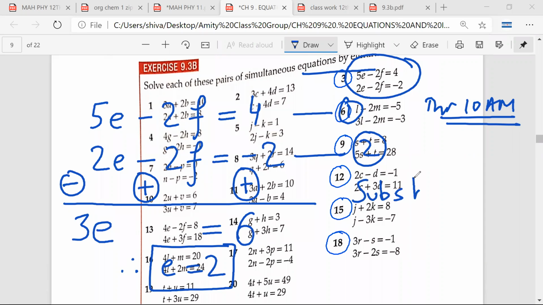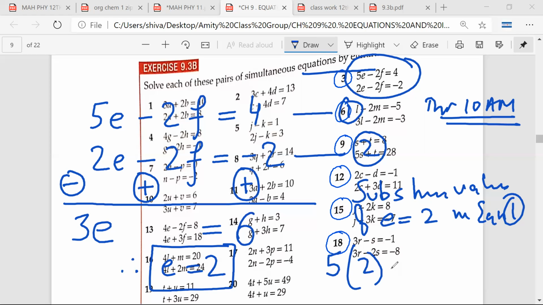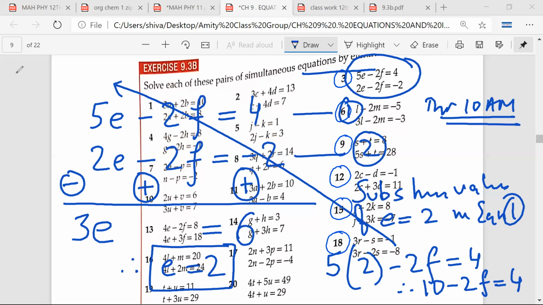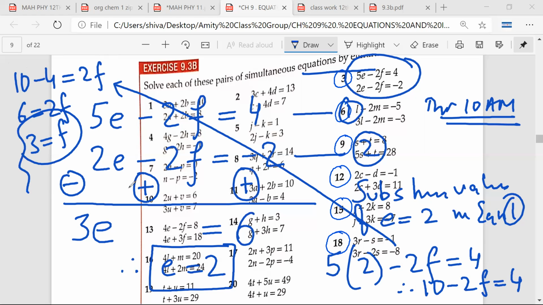And then you write: substitute the value of e is equal to 2 in equation 1 or 2, whatever you are comfortable with. So for example, if I want to put it in equation 1, I'll write this as 5 into 2 minus 2f is equal to 4. Therefore, 10 minus 2f is equal to 4. 10 minus 4 is equal to 2f. 6 is equal to 2f. f is equal to 3. Is there any doubt? Soumyaji, any doubt?